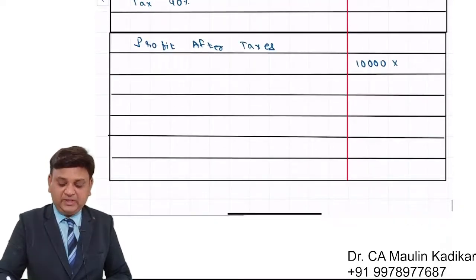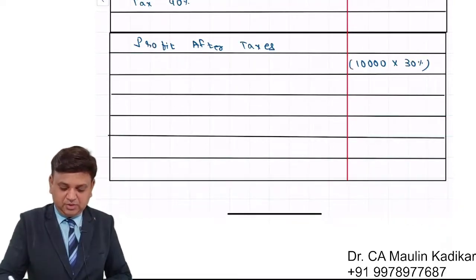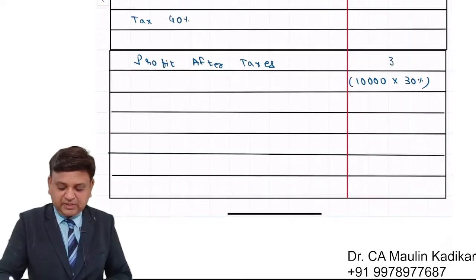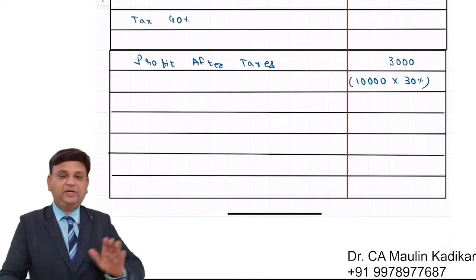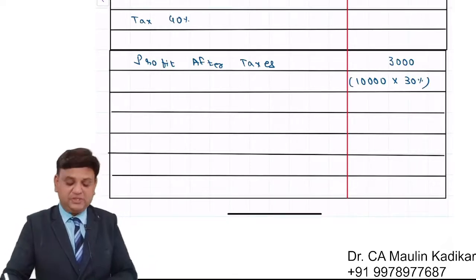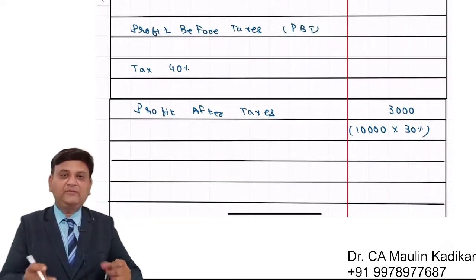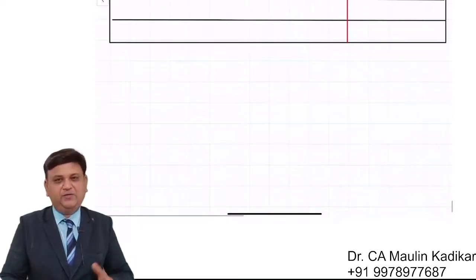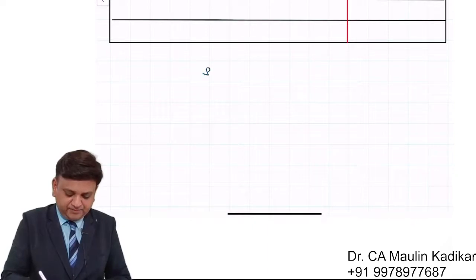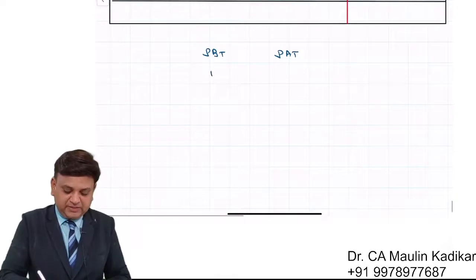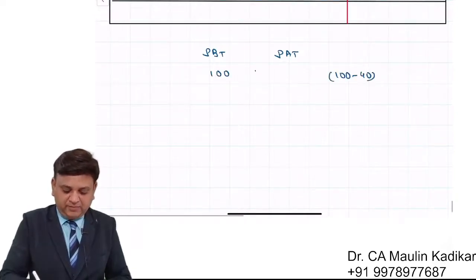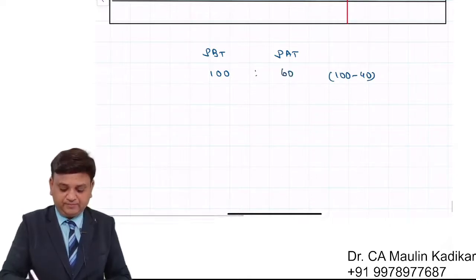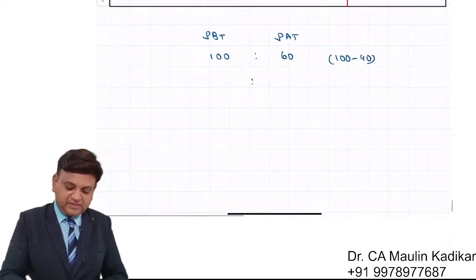Cost of capital is 30%. So we require a profit of rupees 3,000 from the business, by selling goods to the customer. If I want a profit of rupees 3,000, then what should be my profit before taxes? The simple equation is like this: PBT and PAT. For every 100 rupees that you earn, 40 rupees is tax, and your profit after taxes is 60 rupees. Your profit after taxes is 3,000.